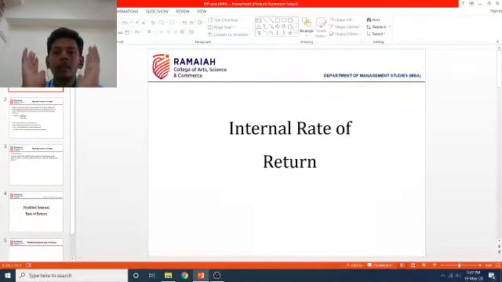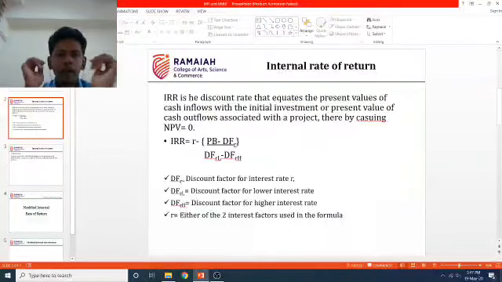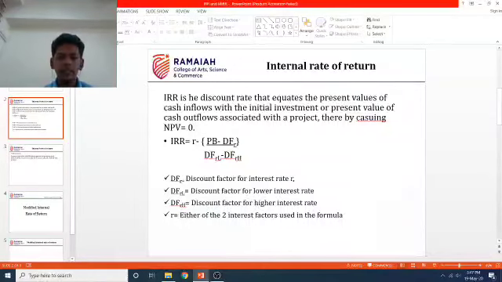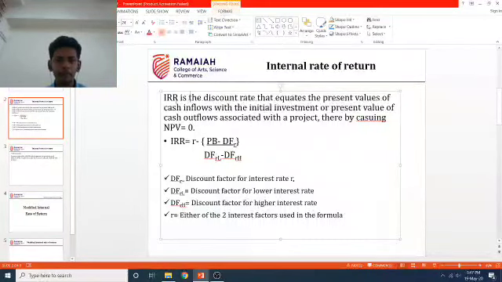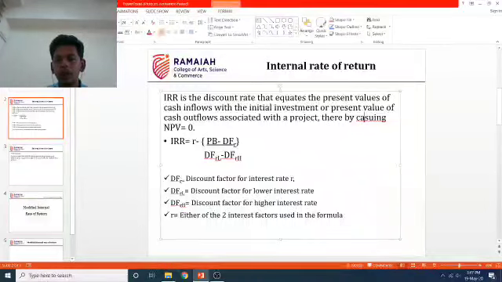So this is how internal rate of return works. What is internal rate of return basically about? Internal rate of return is the discount rate that equates the present values of cash inflows with the initial investment or present value of cash outflows associated with the project, thereby causing NPV to be zero. What does this mean? Internal rate of return is a rate at which the present value of cash inflows is equal to the present value of cash outflows.